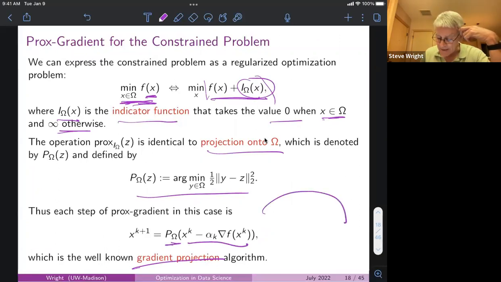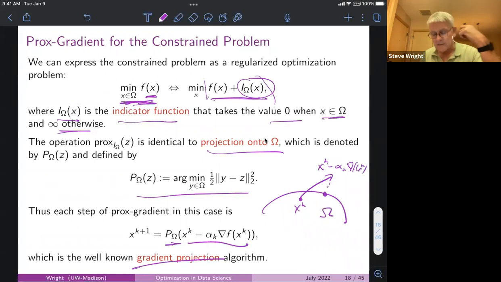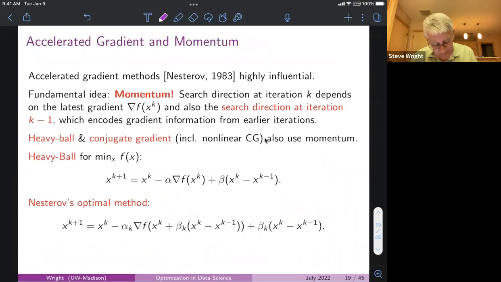So I can draw a picture of that here. If this is your point xk, I can take a step in the negative gradient direction, and I can get my next iterate by just projecting that back onto the set omega, okay? And that's a well-known method. So prox gradient is related to familiar methods.